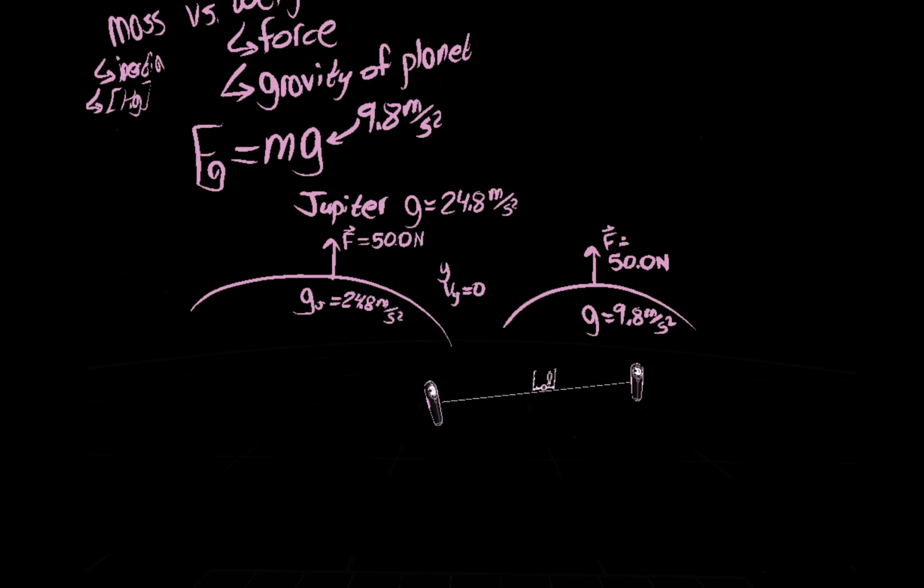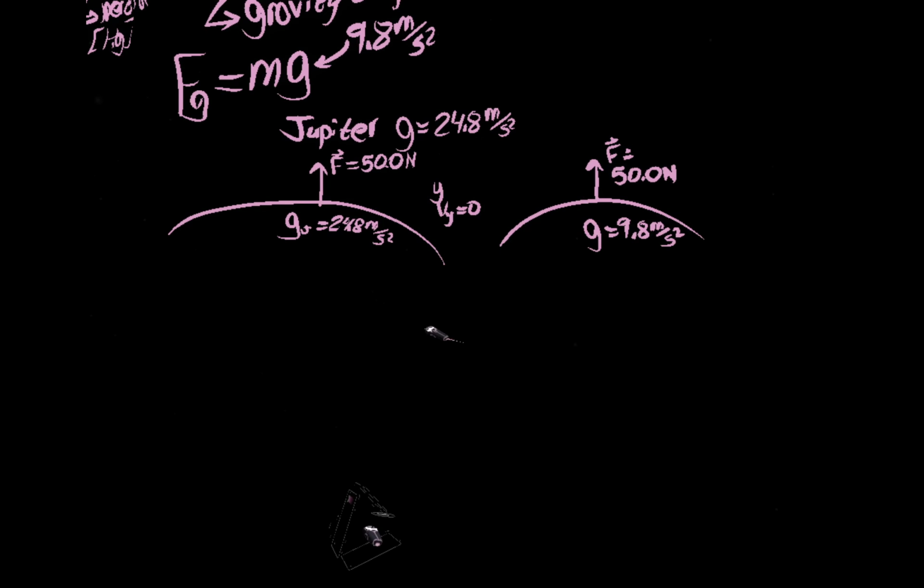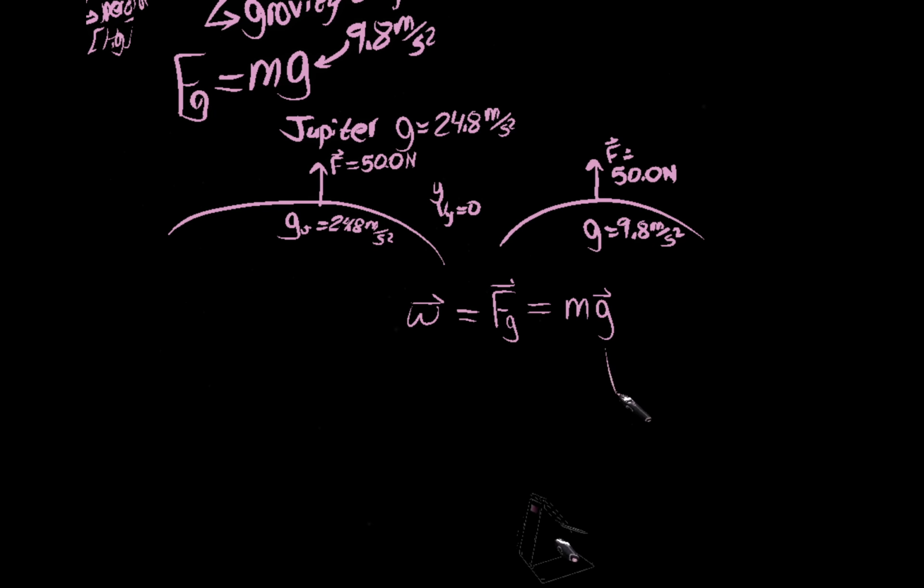And so when we talk about weight, like this, I said that some books do this. It's acceptable, but you have to know that it's equal to the force, and g needs to be specified where you're at, or it's assumed to be Earth. But that's why weight is equal to F, which is not equal to m. It's equal to m times g.